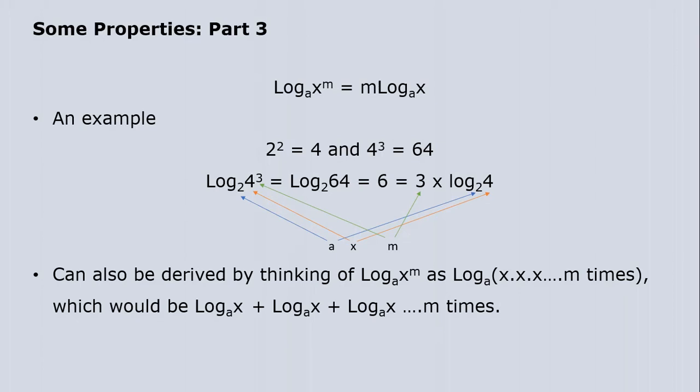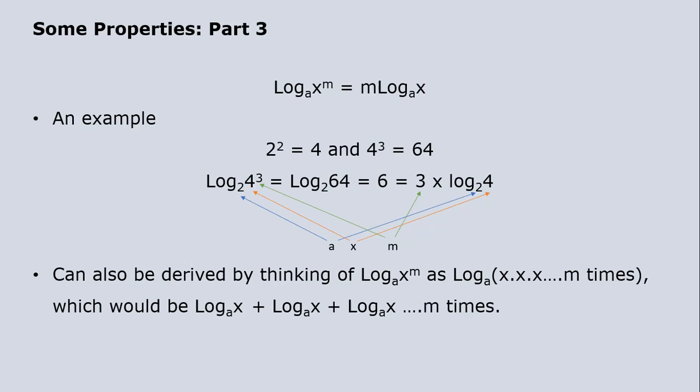Now let's talk about another interesting property, which is log of x to the power m is m multiplied by log of x. In the example we have shown, the base is 2, x is 4, and m is 3. So, if we take log of 4 cubed with base 2, we get log of 64, which is the same as 3 times log of 4.